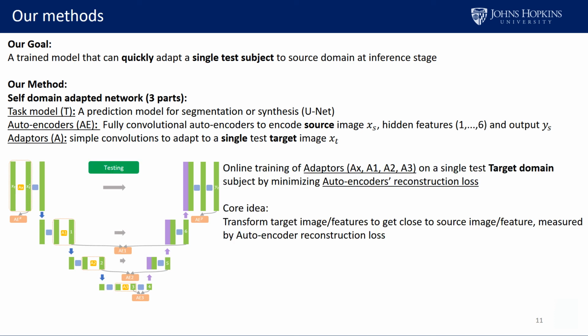On the testing stage, we first freeze the weights of the task model and autoencoders, which are trained from the source domain, and then we perform online training of the adapters on a single test target domain subject by minimizing this autoencoders reconstruction loss. The core idea is to use those adapters to transform target image and features to get close to source image and features, which are measured by autoencoder reconstruction loss.